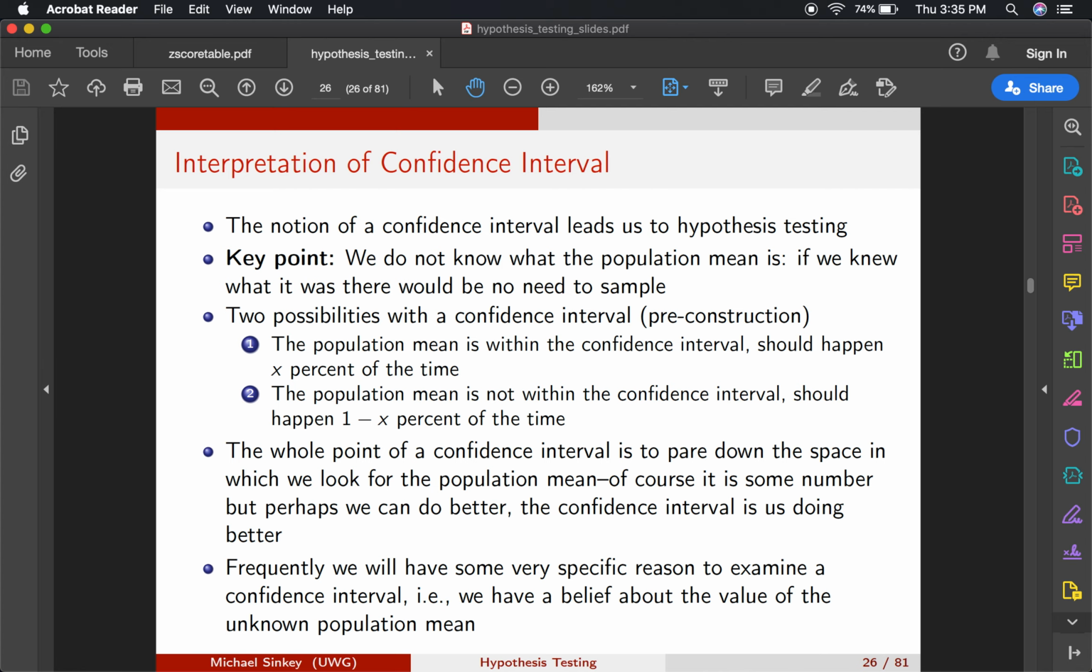A secondary purpose of the confidence interval is that frequently I have a strong opinion about what the population mean might be, and if it's not in the confidence interval, that's worrisome. And so that's an idea that we're going to leave off with.